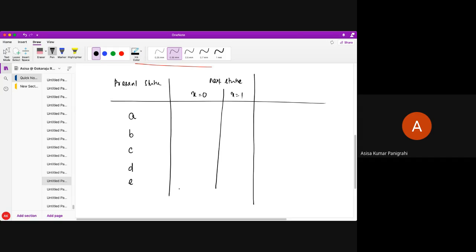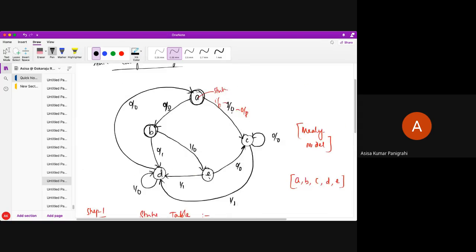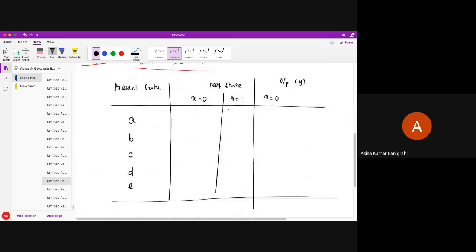So this would be my next state. Now what would I have to do? The output is also Y. For input 0, I would have output 0. For input 1, output 0. For input 0, output something. For input 1, output something. So this is the way I have to frame it.